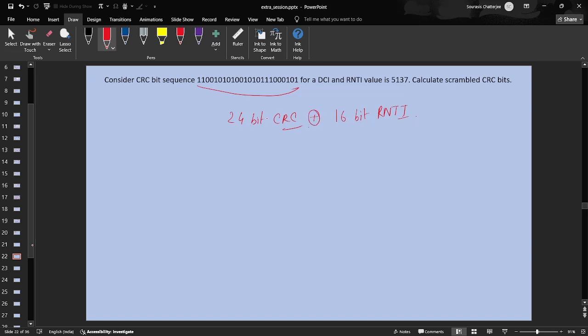You have to perform the XOR operation. So we ignore the first 8, because it's 16-bit RNTI. So first 8 is ignored. The rest we pick: 1 0 0 1 0 1 0 1 1 1 0 0 0 1 0 1.